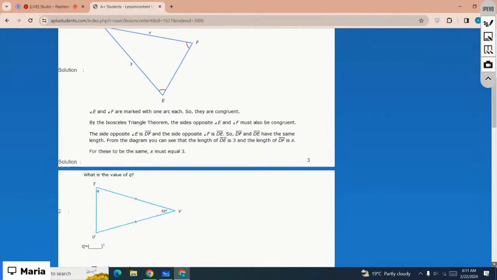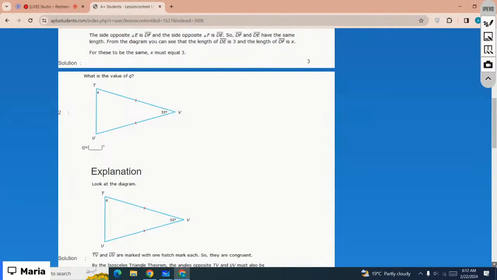Okay, the next example is, what is the value of Q? You are given PV and UV are marked with a hatch mark. They both are congruent, right? UV and VT are congruent.